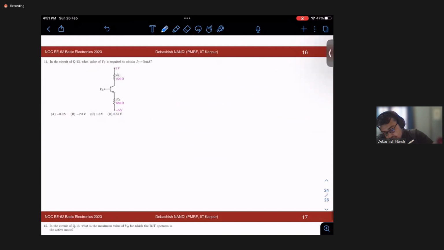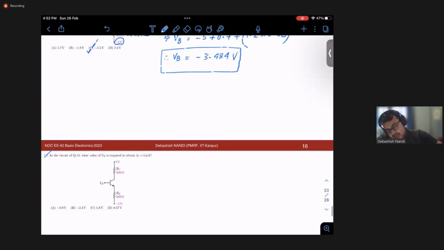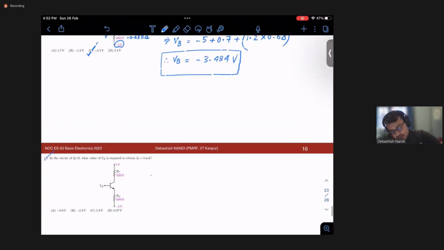Similarly, moving on to the next problem. It is quite similar, right? So we can simply use the formula from above. VB is nothing but minus 5 plus 0.7 plus, instead of 1.2 milliampere, they have mentioned 5 milliampere. So we have 5.68 plus 0.7 minus 5, that is minus 0.9 volt. This is the right answer.